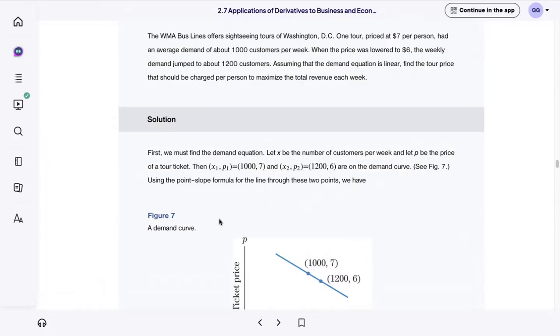So this is a similar thing, set up a demand. Given something priced at $7 per person had an average demand of about 1,000 customers per week. When the price lowered to 6, the weekly demand jumped to about 1,200. Assuming the demand equation is linear, find the price that should be charged per person to maximize the total revenue each week. Right?